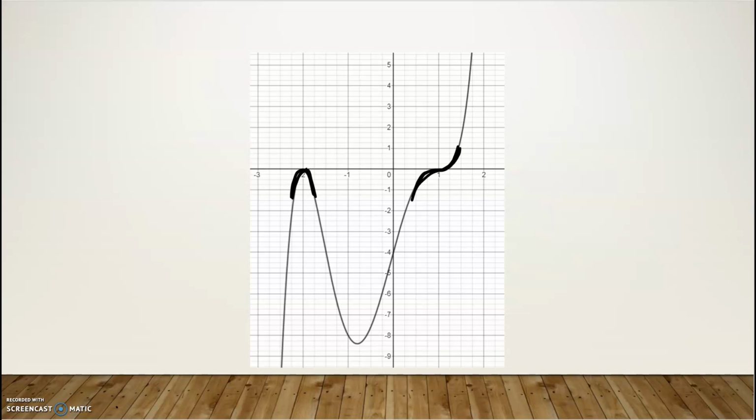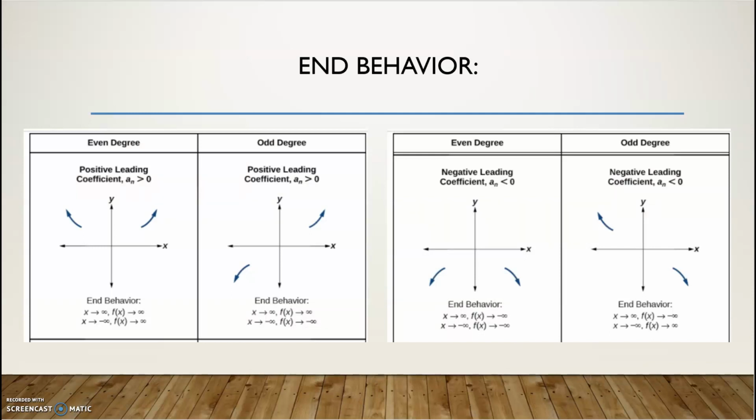Okay, let's look at end behavior. If the degree is an even number and you have a positive leading coefficient, then your function will be going upwards as x goes to negative infinity and as x goes to positive infinity. If you have an odd degree and a positive leading coefficient, then as x goes to positive infinity, your function will be going up. As x goes to negative infinity, your function goes down towards negative infinity.